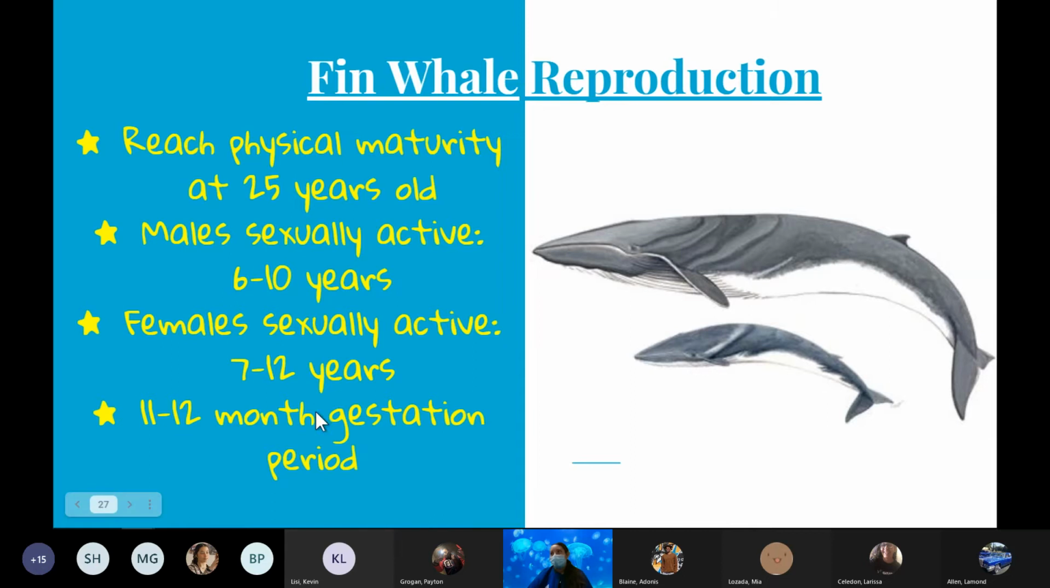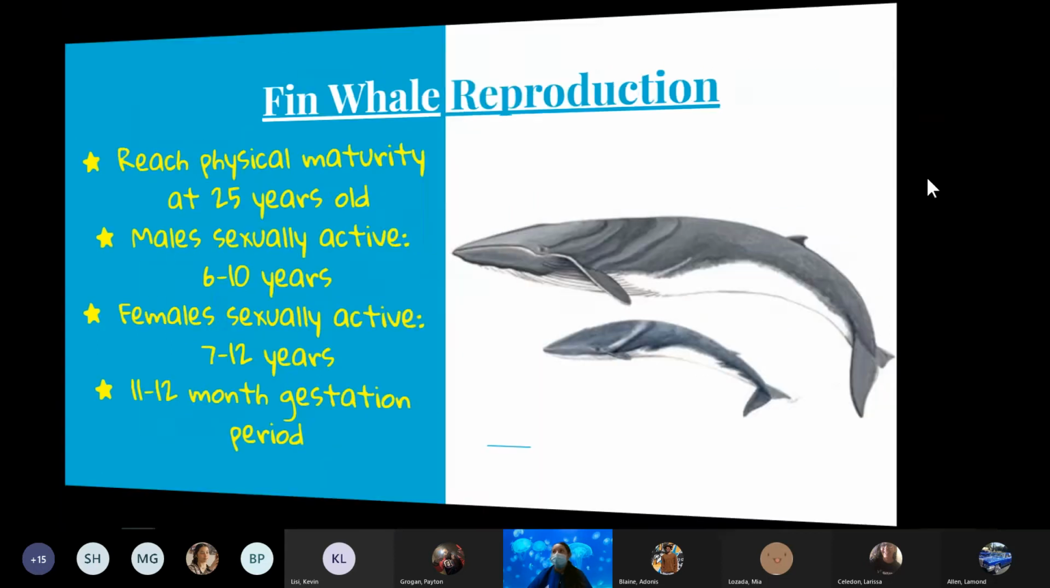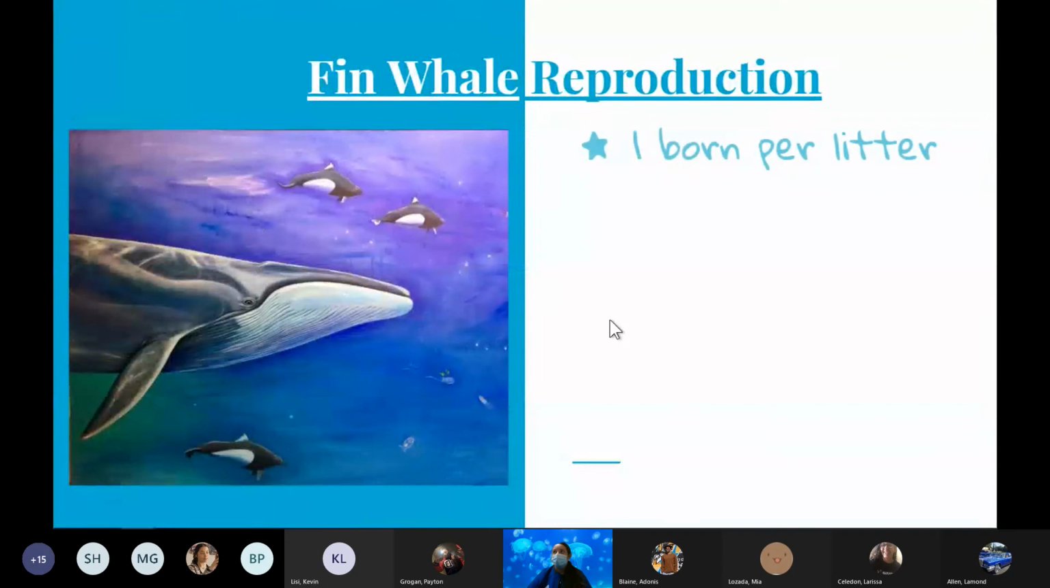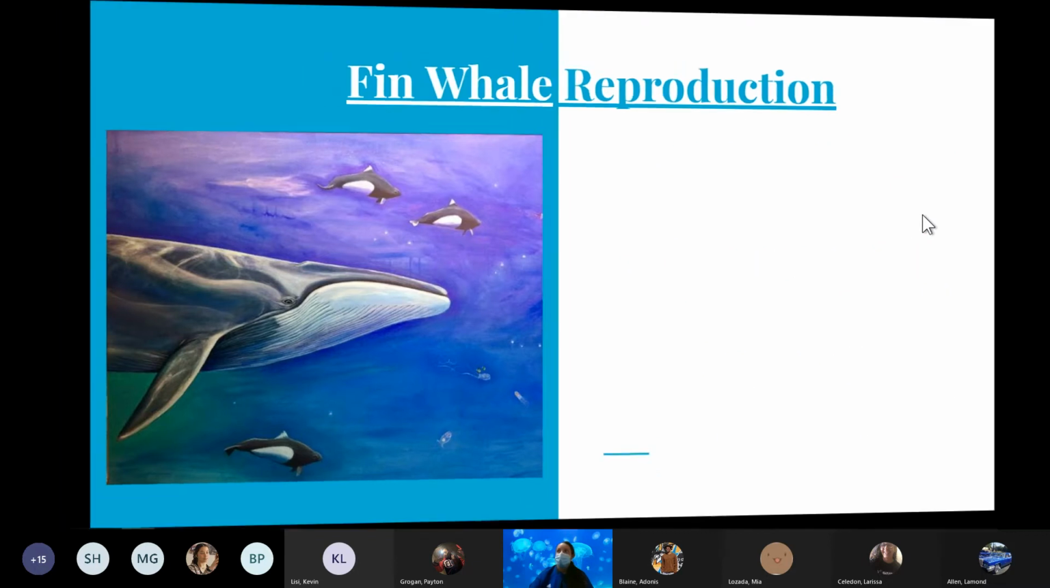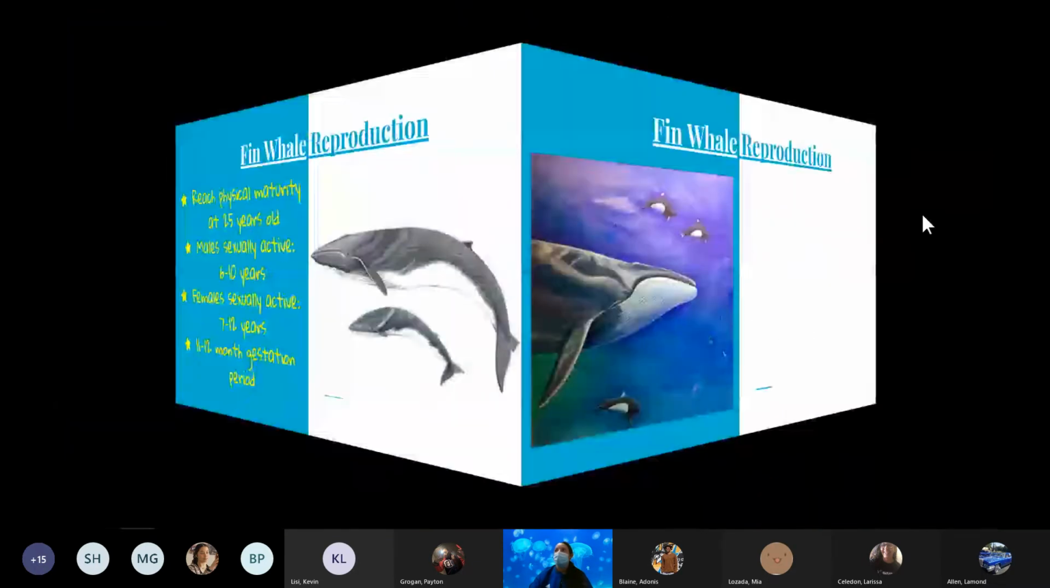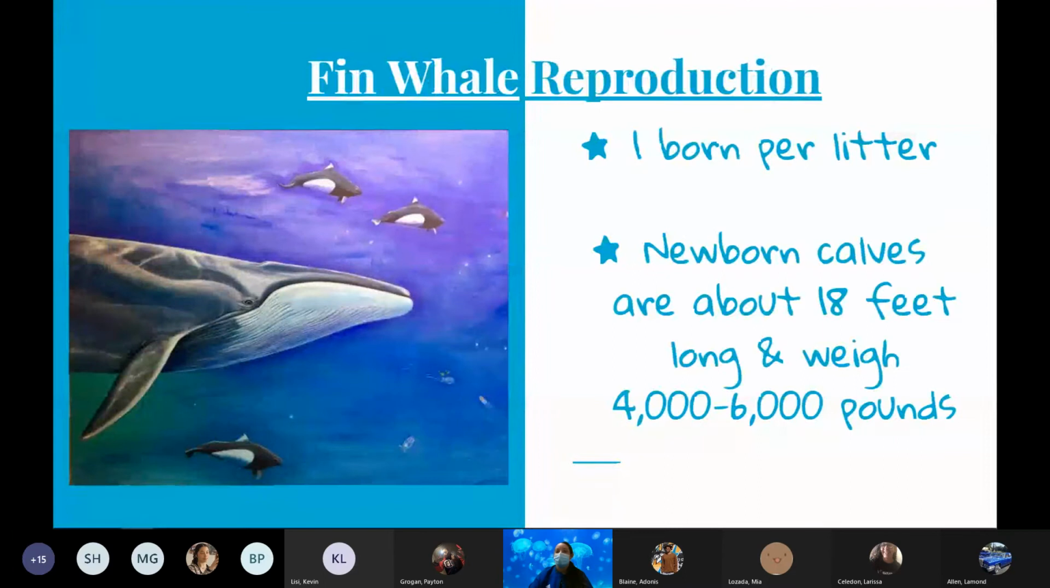So here's what's required, gestation period. This is extra. That's what I'll be looking for, something like that. And then I extended it on the next slide. Typically one born per litter. And then the newborn calves are about 18 feet long and weigh 4,000 to 6,000 tons. Giant. This is also extra information. But if I see all this information, nicely organized, not too many words, you know you're going to get full credit there.